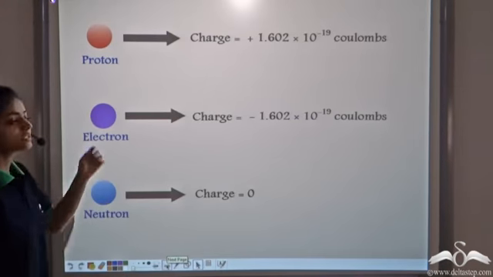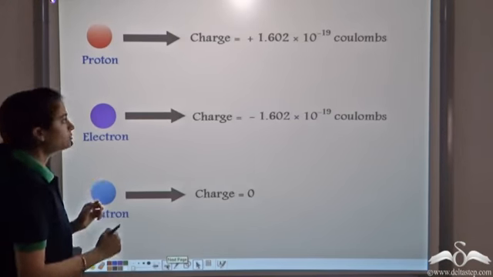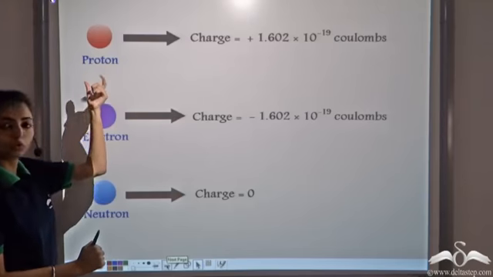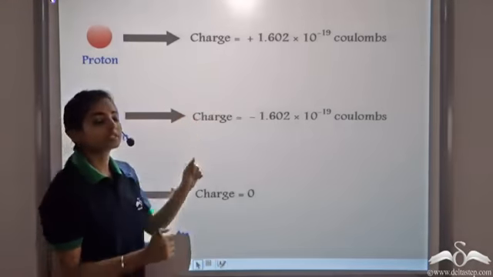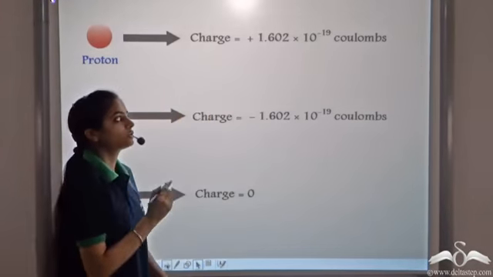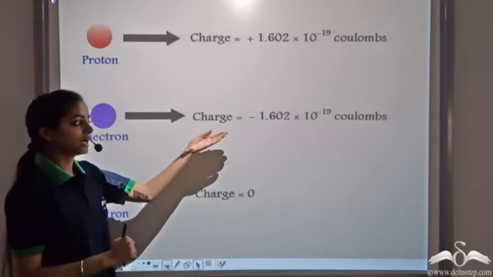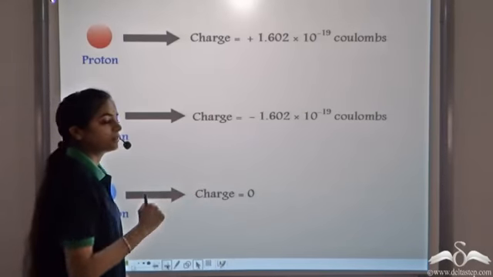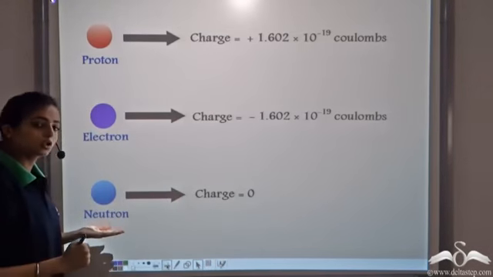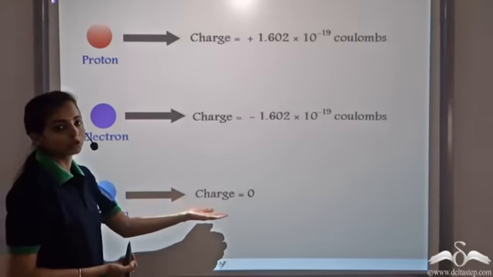So these are the three subatomic particles of the atom. So let's look at the first one, protons. The charge of each proton is plus 1.602 × 10^-19 coulombs. The charge of electron is minus 1.602 × 10^-19 coulombs. And neutrons, we know, are neutral, so they have no charge.